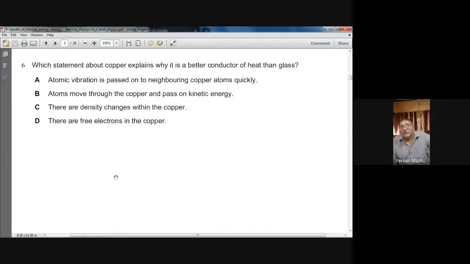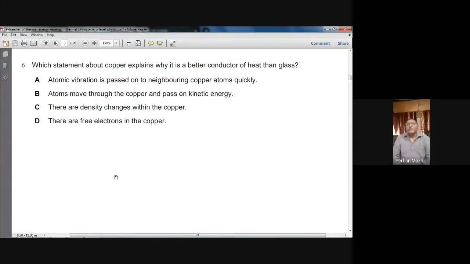Question number 6. Which statement about copper explains why it is a better conductor of heat than glass? Because copper is a metal and glass is an insulator. The vibration of the molecules will happen in both copper and glass. But copper has free electrons in it, so the diffusion of free electrons can take place. Diffusion of free electrons means that the free electrons at the hotter end will absorb the thermal energy and flow in the copper, moving from the hotter end to the colder end. Free electrons are not present in glass. So that's why copper is a better conductor of heat as compared to glass.